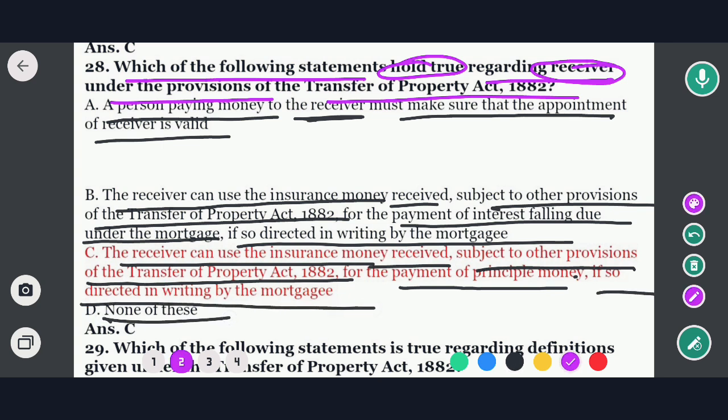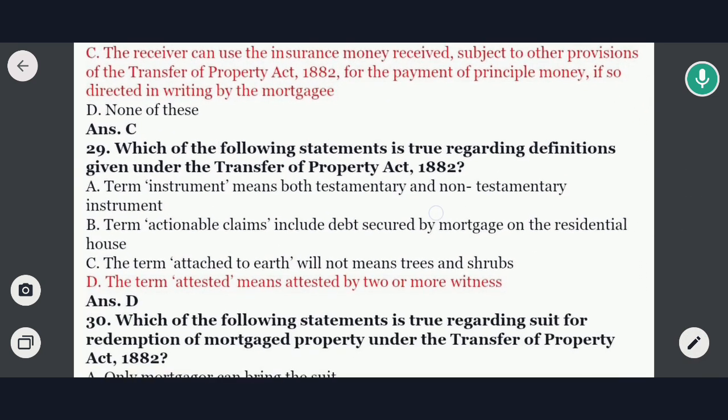So in this case, Option C would be the correct answer. Okay, so now on to the next question.